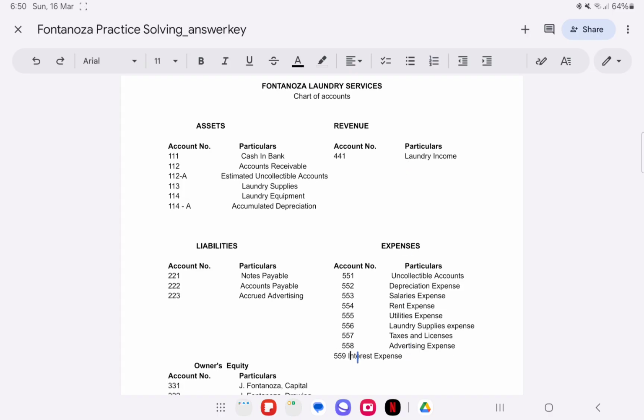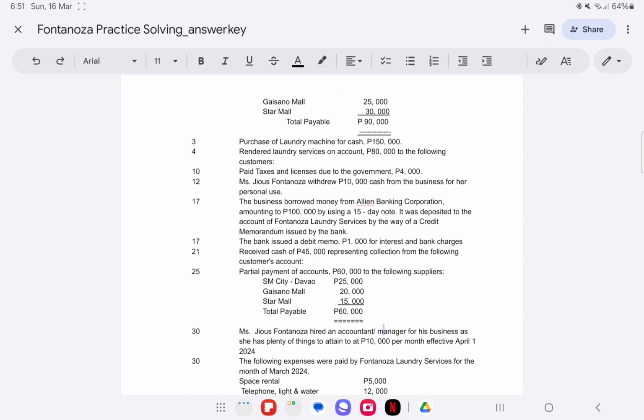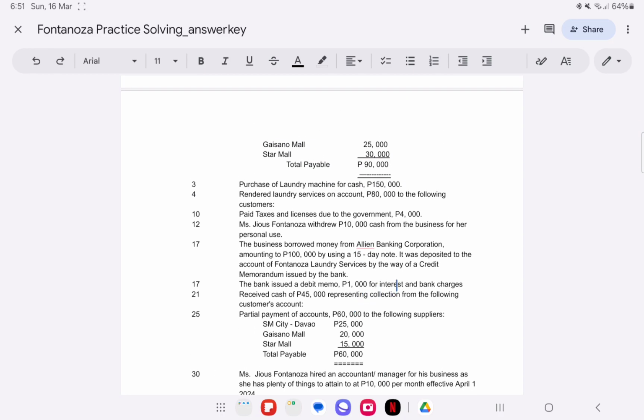Okay, there is an interest expense, account number 559. Since the normal balance in expenses is debit, you're going to journalize that as a debit. So your value received is interest expense, since interest expense is the accounting title that we use in the chart of accounts. So 1,000, and your value parted with is, since this is a debit memo.